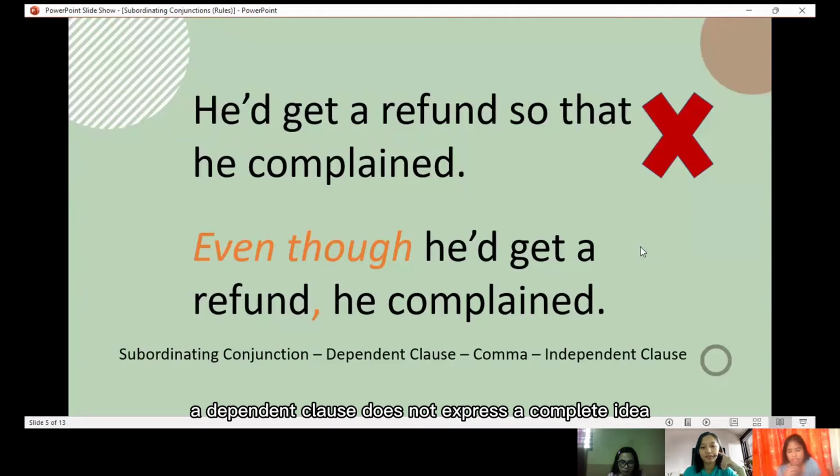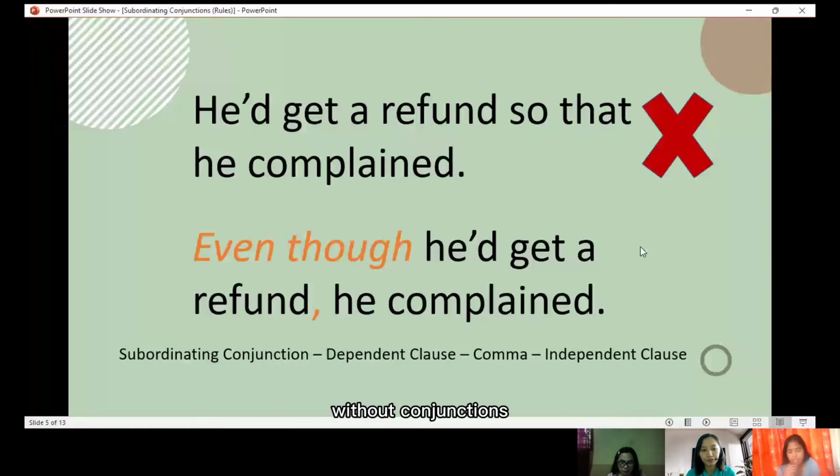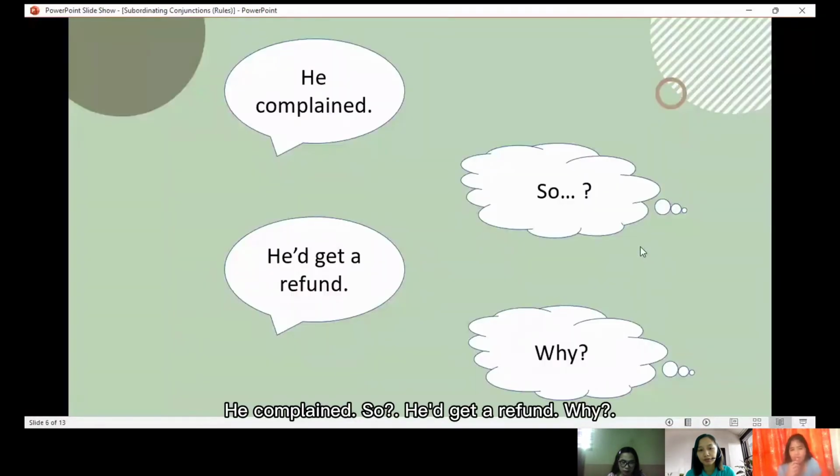A dependent clause does not express a complete idea, so it must always be attached to an independent clause. When checking the connection, look for complete thoughts. Since a dependent clause cannot stand alone, the linking word will be a subordinating conjunction. Without conjunctions, you'd be forced to express every complex idea in a series of short, simplistic sentences. For example, he complained, so he'd get a refund. Why? You will notice here that questions will exist without conjunctions since there is no complete thought.